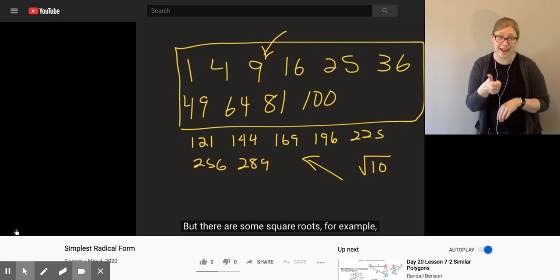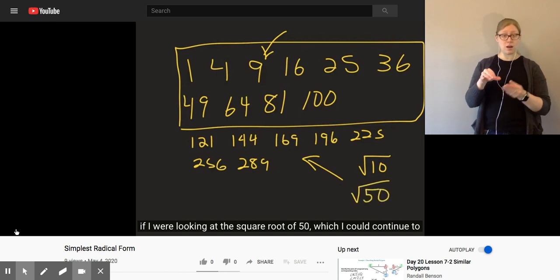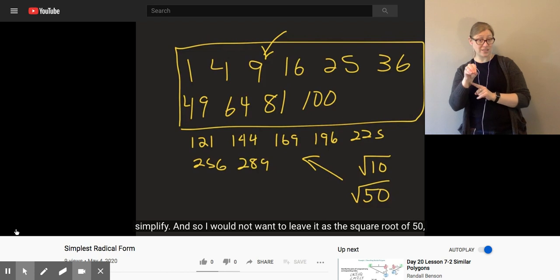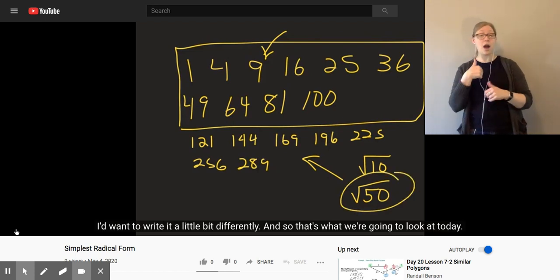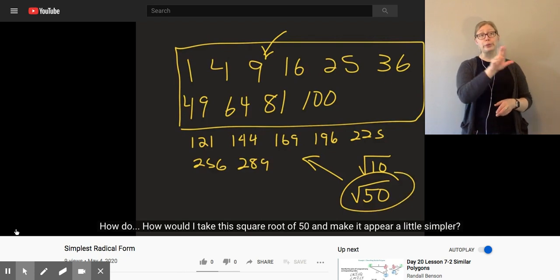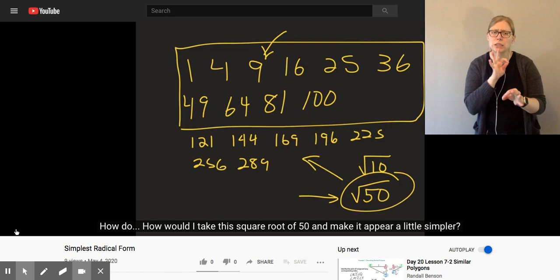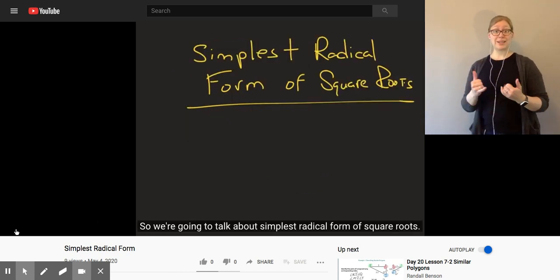But there are some square roots, for example, if I were looking at the square root of 50, which I could continue to simplify. And so I would not want to leave it as the square root of 50. I'd want to write it a little bit differently. And so that's what we're going to look at today. How would I take the square root of 50 and make it appear a little simpler? So we're going to talk about simplest radical form of square roots.